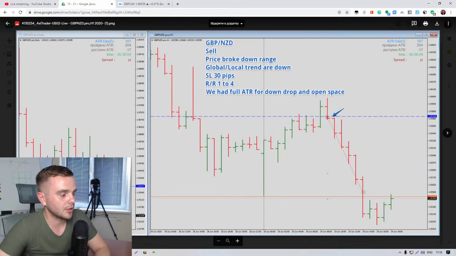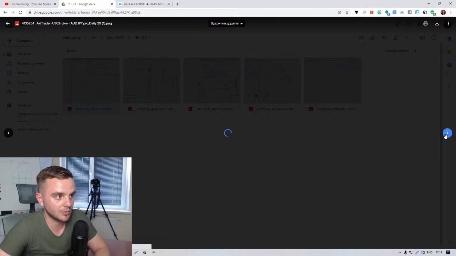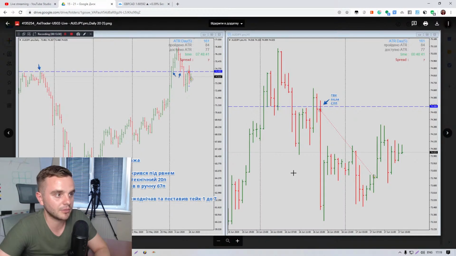First one, as you can see, was British Pound New Zealand. I opened a sell entry when price broke down this range, and as you can see here my stop loss was above this tail and take profit was here. At this moment price dropped even 100 pips more, that's why I could hold that position. It's an example for you of what can happen when you open a trade near a powerful zone.